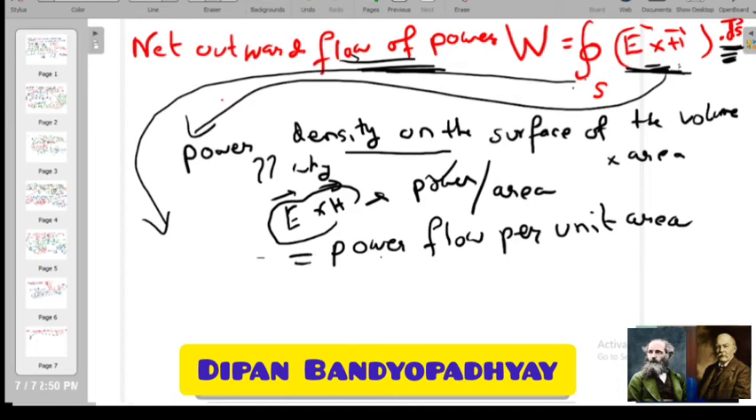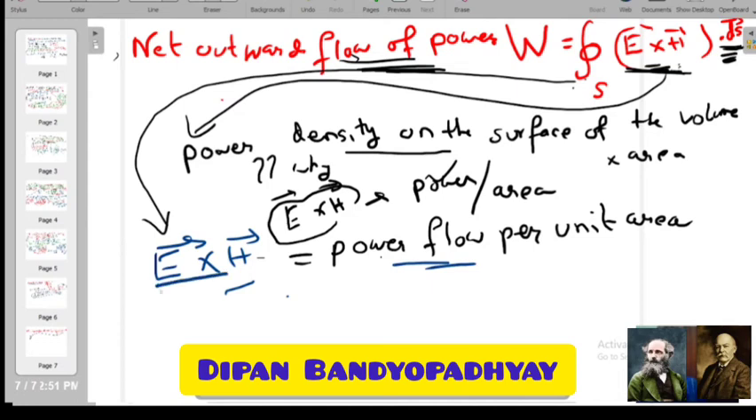This term is nothing but your E cross H. That means this term is giving the power flow per unit area. And when you take the surface integral with this, we will get the total power flow. This you have understood because we have already discussed surface integral, line integral, volume integral. I have given the total concept, what the surface integral is and the concepts behind it. So E cross H is giving the power flow per unit area.